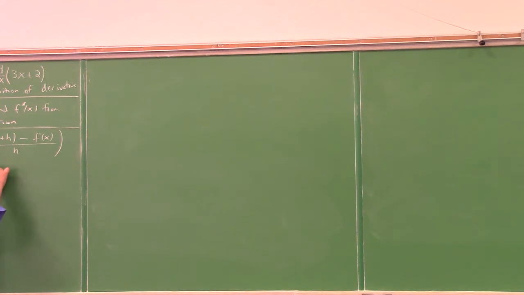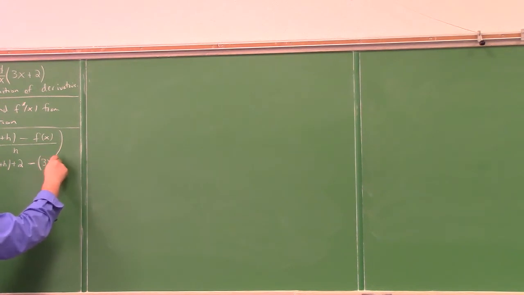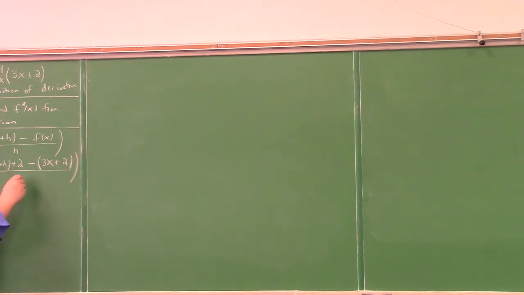That's 3 times x plus h, plus 2, minus, in parentheses, 3x plus 2. We've got 3x plus 3h plus 2 minus 3x minus 2, right? So what cancels? Lots of stuff cancels. The 3x cancels with minus 3x. The 2 cancels with minus 2. And what are we left with? We're left with 3h over h, right?